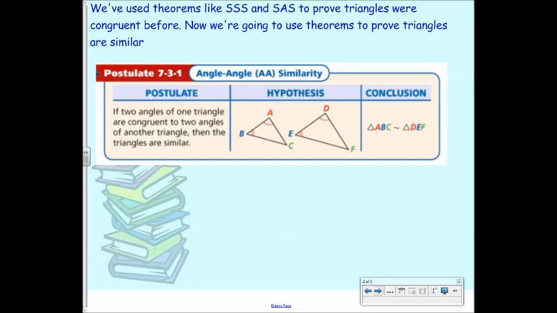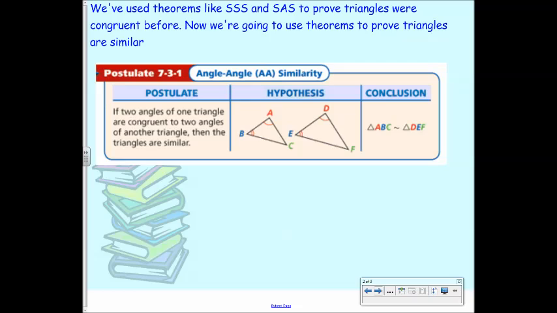So if you know that two angles of one triangle are congruent to two angles of another triangle, then the triangles are similar. Does anybody know why this is the case? Why is it enough just to have two? Oh, because the other side would have to... Yeah, if you know two of the angles, what do you know about the third? It's also congruent. So really, once you know that two of the angles are congruent, you know that three of the angles are congruent, and that's enough to prove that triangles are similar.